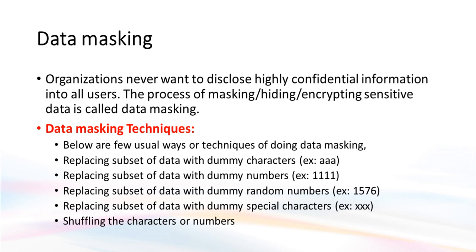Okay. Next, organizations never want to disclose highly confidential information to all the users. This is the main purpose of implementing the data masking technique. The process of masking, hiding, encrypting the sensitive data is called data masking. So here there are three things. Masking means the first three letters will be displayed and the rest will be stars, or the first 5 to 6 letters will be stars and the last 2 to 3 letters will be displayed. That is basically called masking.